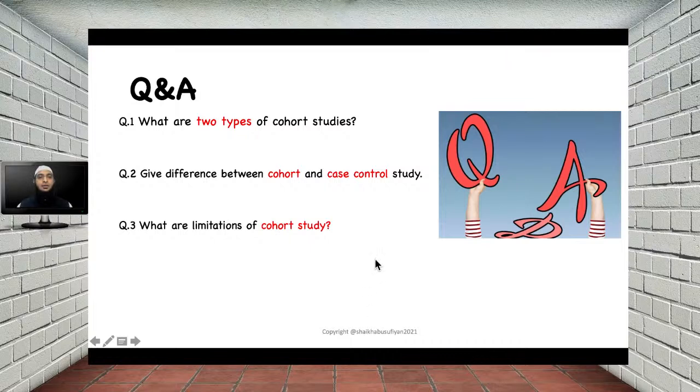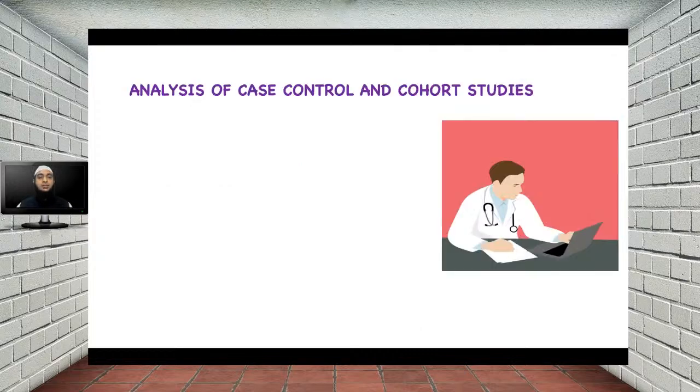So I have done with the Q&A session, which is related to the first part. Let's move on to the next part of the session, that is the analysis of the case control and cohort study. Now how you are doing the analysis, on what basis you are reaching the conclusion, how you are processing the data. So that is a very important part in case of any epidemiological study.